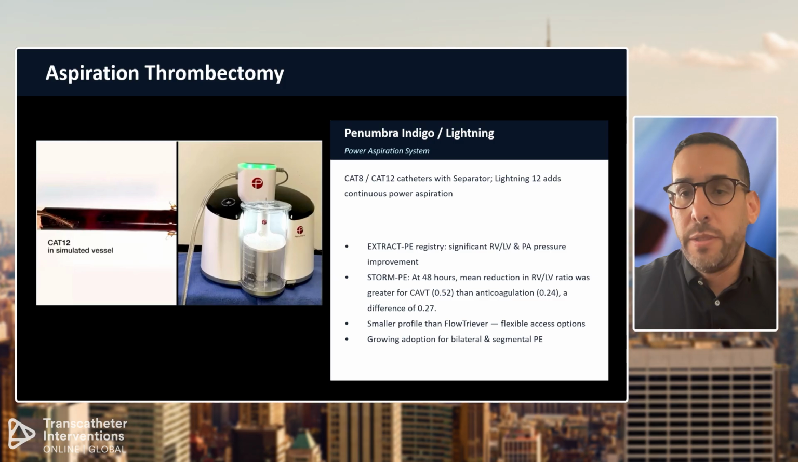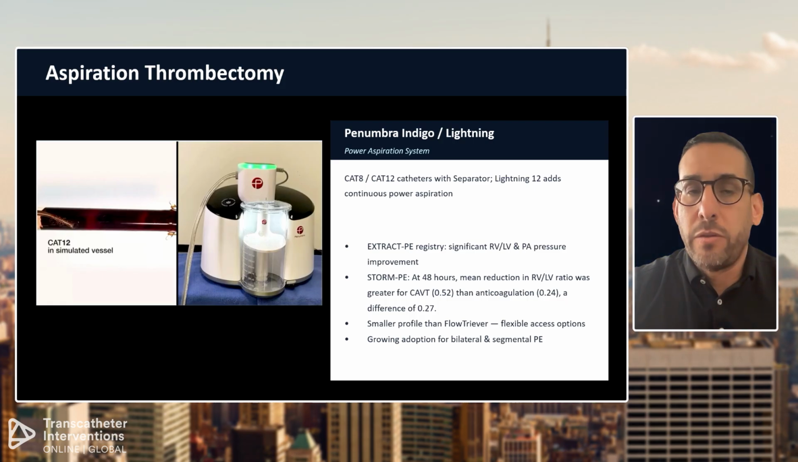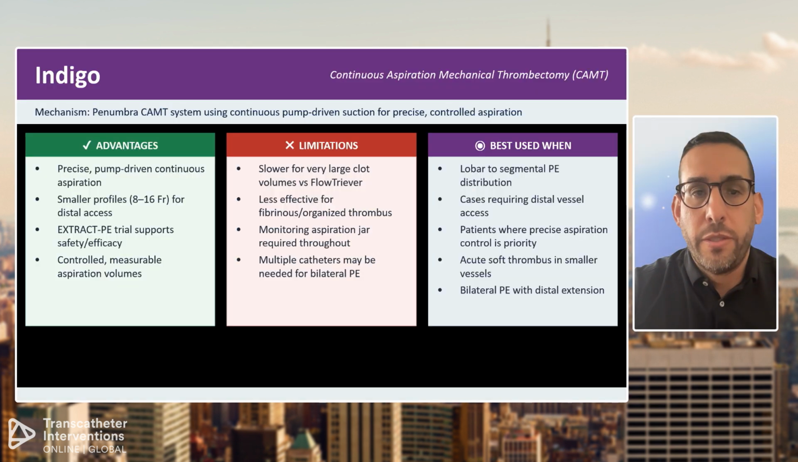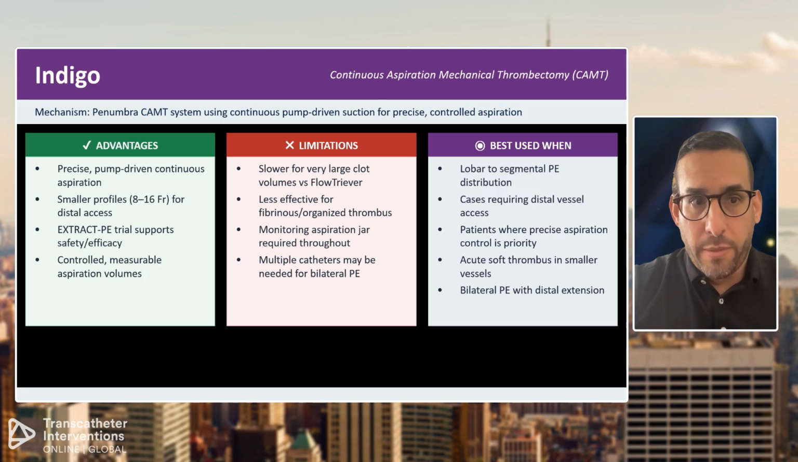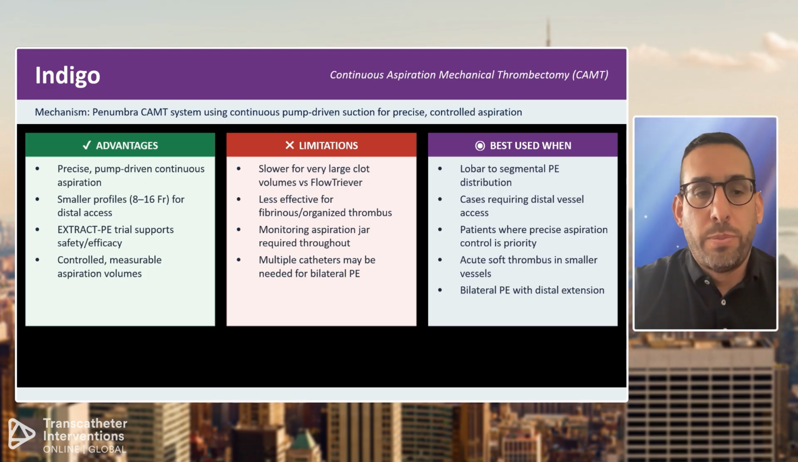It's more flexible, and it allows you some more options where you could go a little bit more distal if you were interested in going beyond the main pulmonary arteries. It does also have some smart technology to limit blood loss, and this is very commonly used here in the U.S. Some of the advantages: it's pump driven, with continuous aspiration as opposed to pulling back with the syringe, where we lose suction pressure as we pull back the syringe.